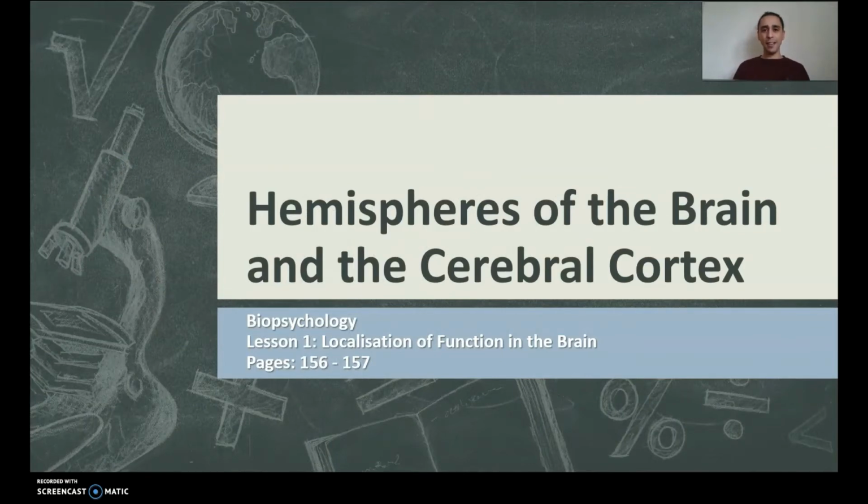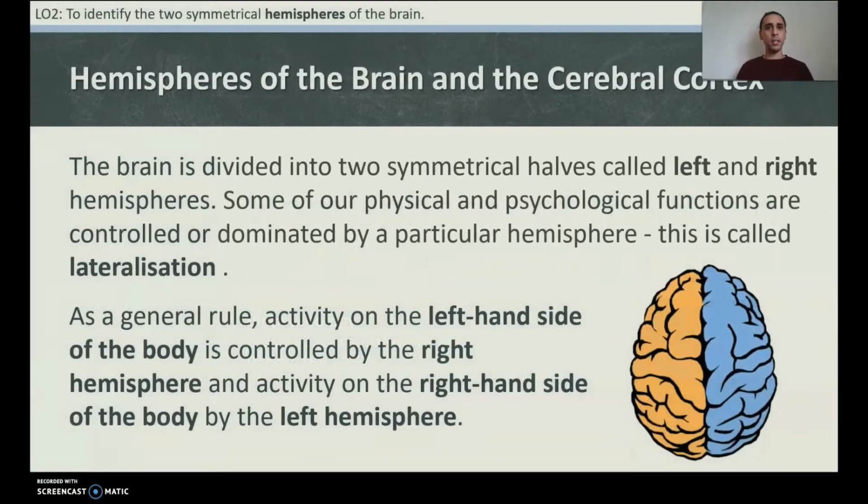Hemispheres of the brain and the cerebral cortex. Lots of technical words, but we'll know what it means. It's cool. The brain is divided into two symmetrical halves called the left, this is my left, and right hemispheres. Some of our physical and psychological functions are controlled or dominated by a particular hemisphere.